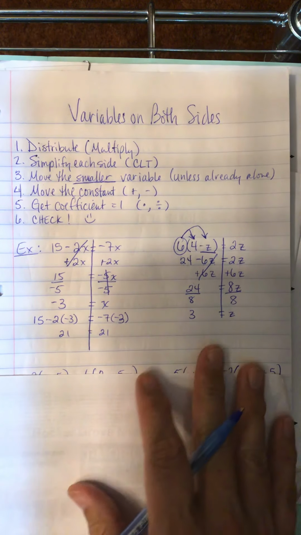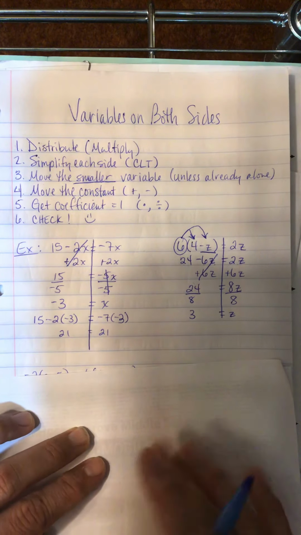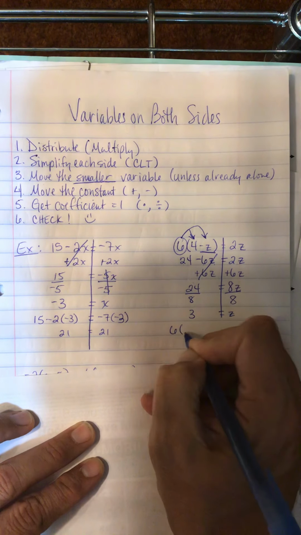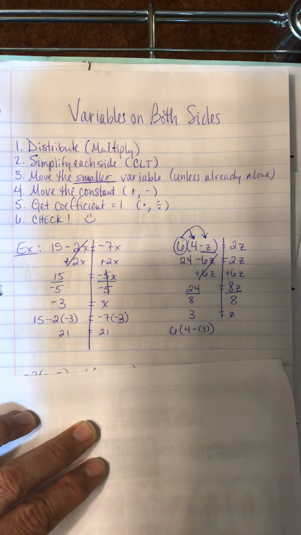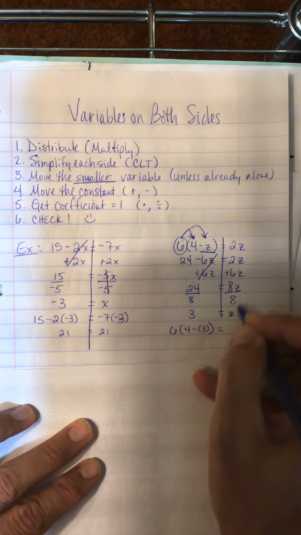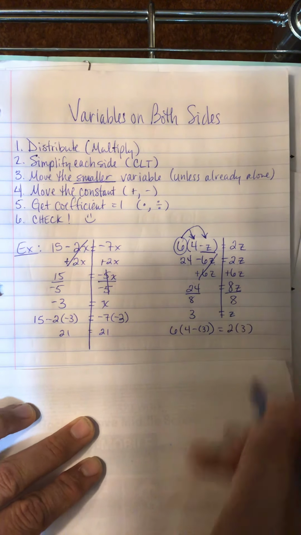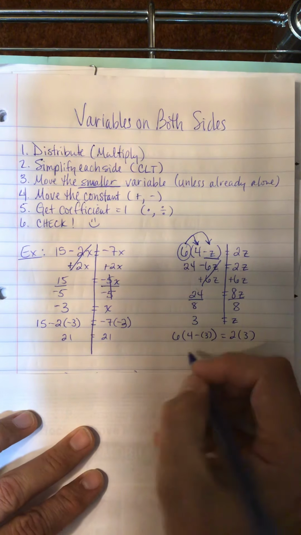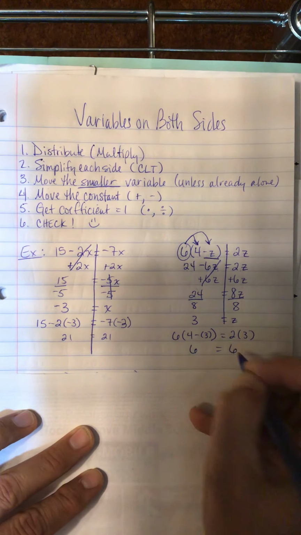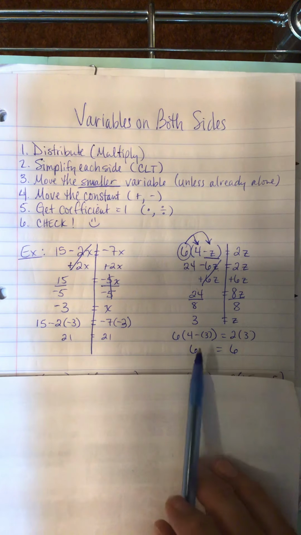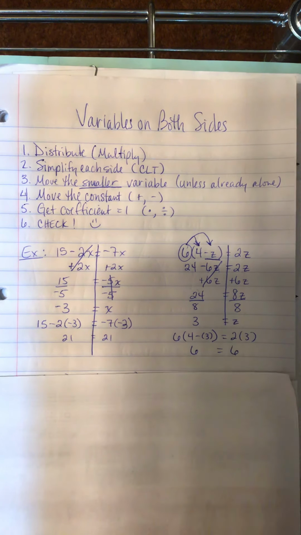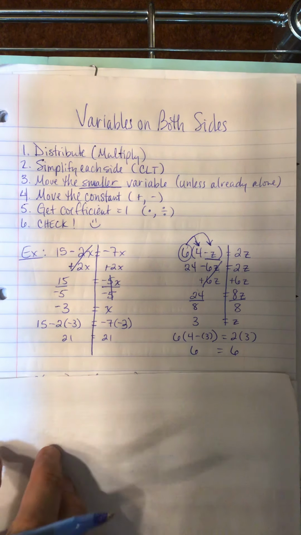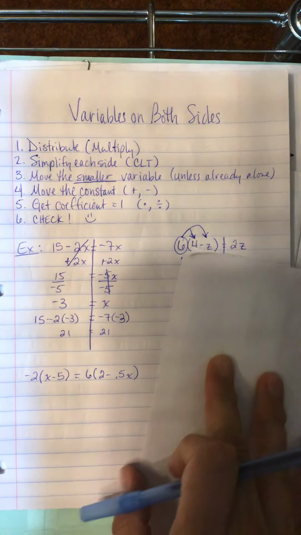Now let's check. We want to substitute in 6 times the quantity of 4 minus z, and put parentheses around it even though it's in there as a positive, and that's going to equal 2 times 3. Once you simplify each side, you're going to find out that 6 equals 6. That's true. If you put this in your calculator, you get 6. You get the same thing on both sides of the equation, so we know we're good. All right, let's go ahead and move over to the next example.